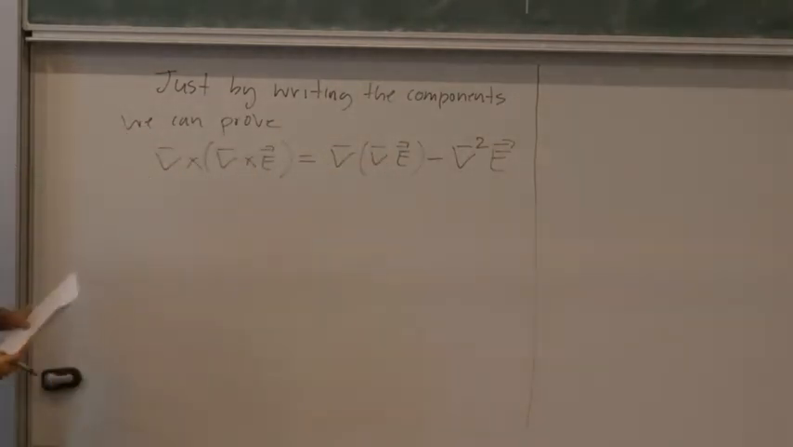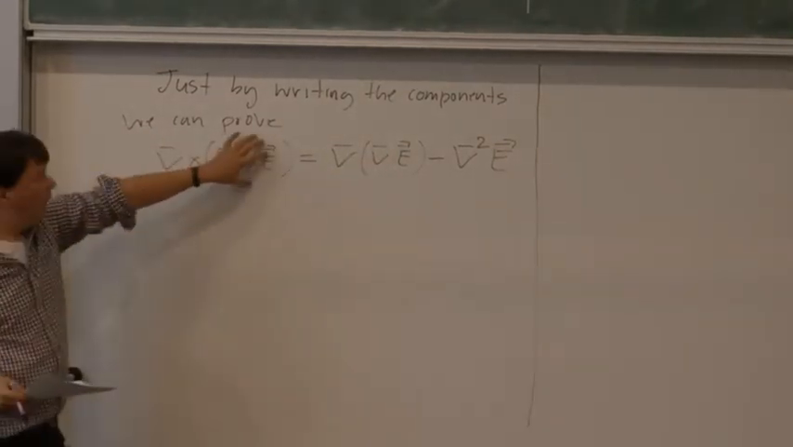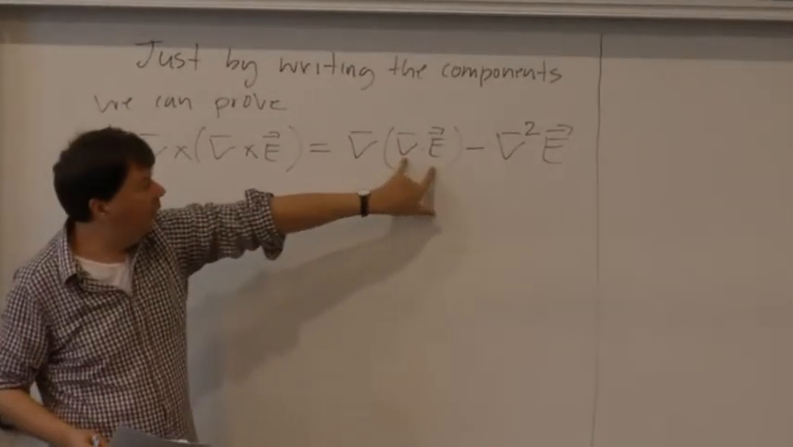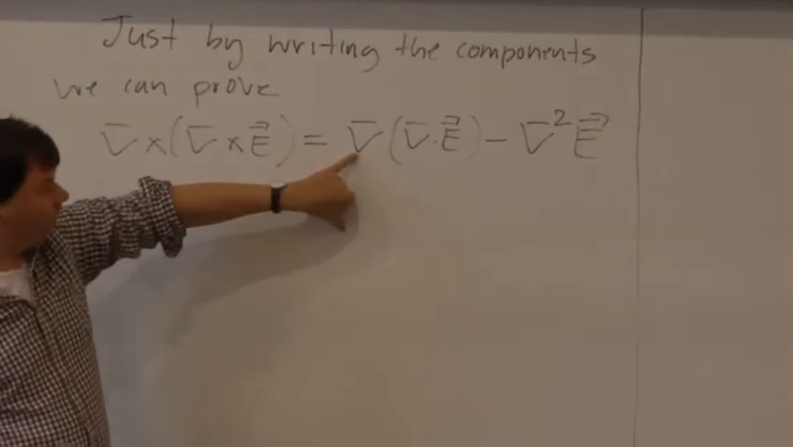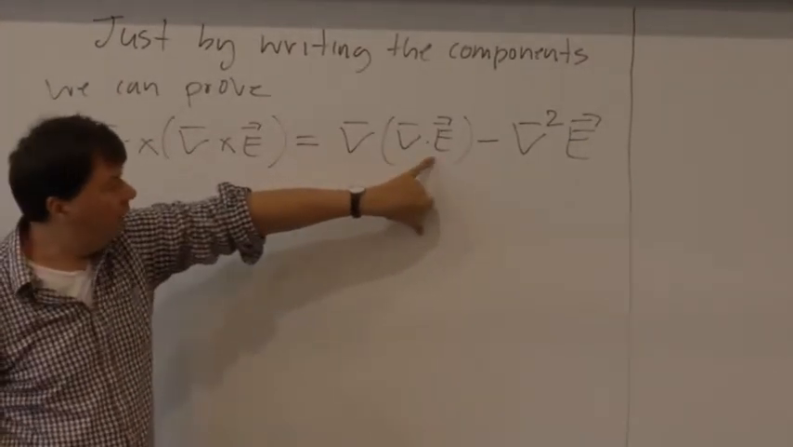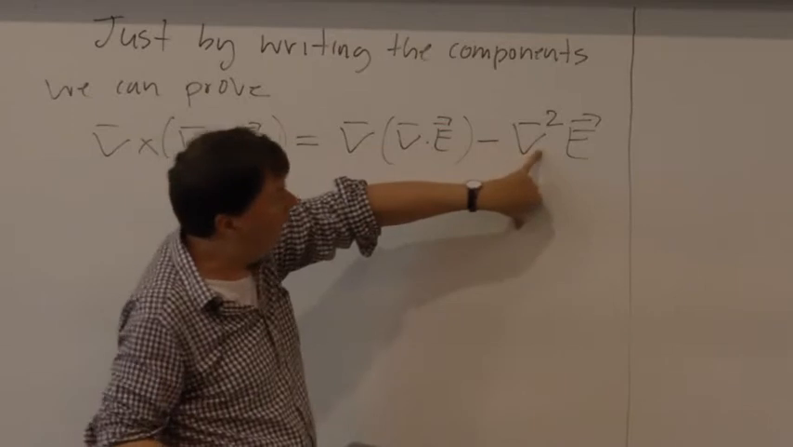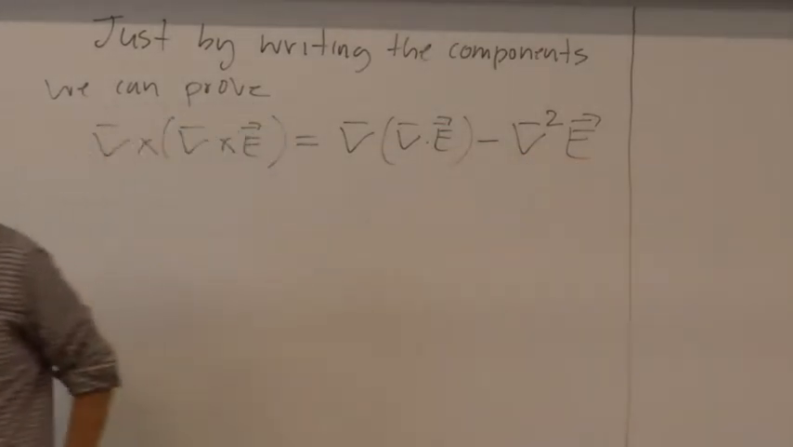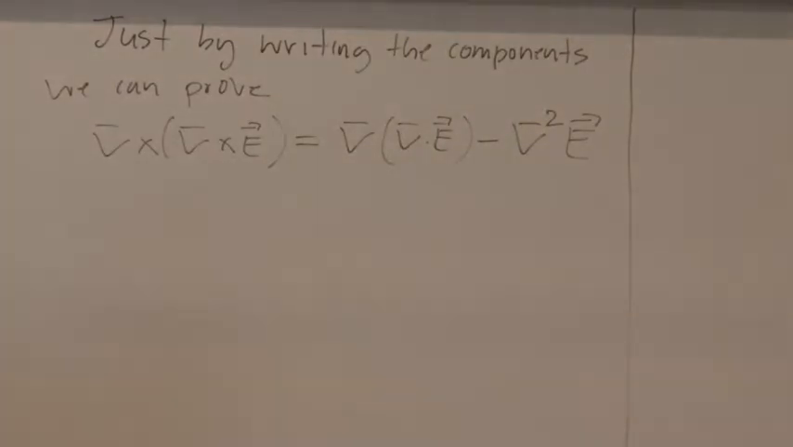And again, just to stress, this is a vector equation. The curl of E is a vector, so its curl is a vector. This is the scalar quantity. This is the gradient of a scalar, so it's a vector. This is a scalar operator on a vector. This is a vector. So this is a straightforward, pure vector calculus relationship that's true for any vector.